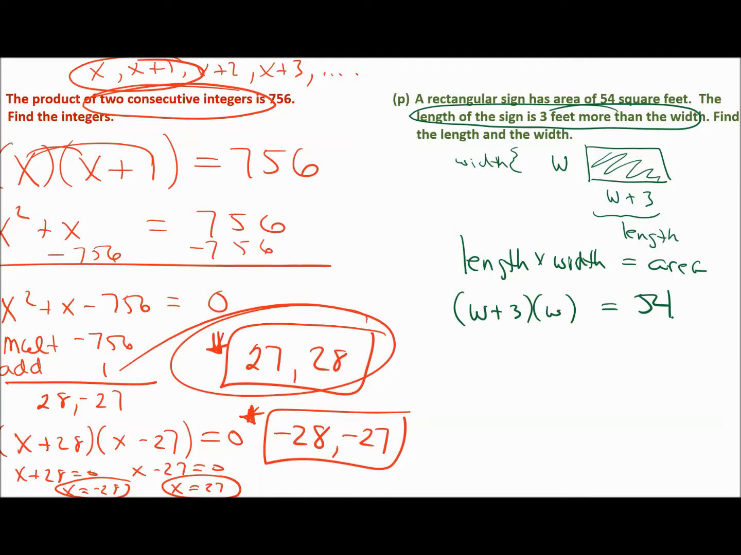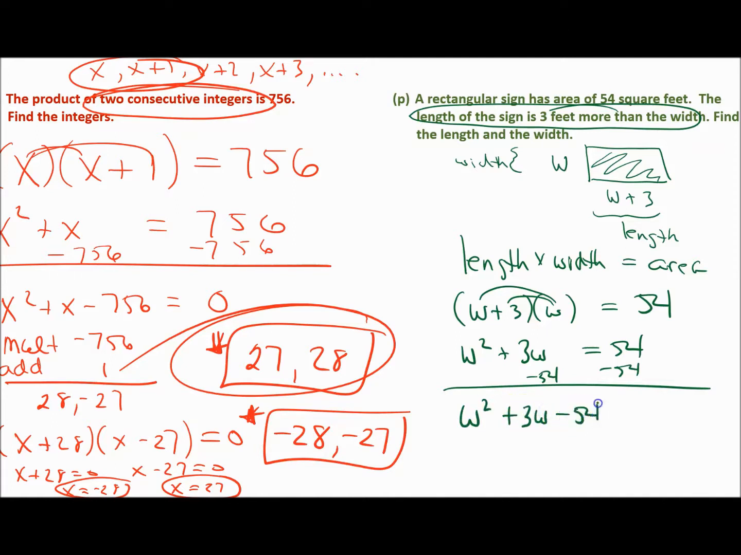So now this looks very similar to what we had in red over here. I can't solve this because I need a 0 over here, so I'm going to have to subtract 54. But before I do that, let's expand this. So I have W squared plus 3W equals 54. I'm going to subtract 54 from both sides of this equation. That gives me W squared plus 3W minus 54 equals 0.